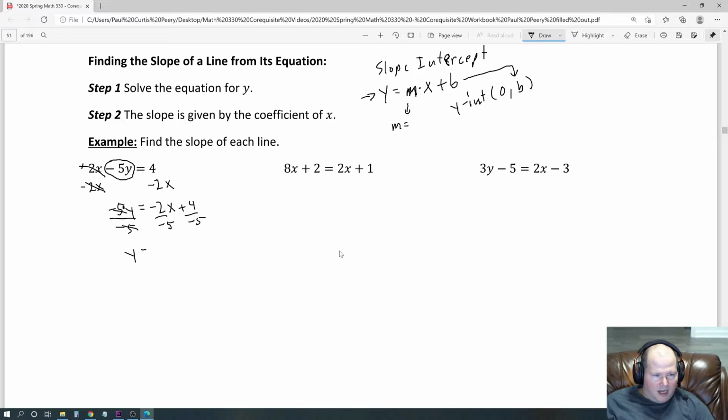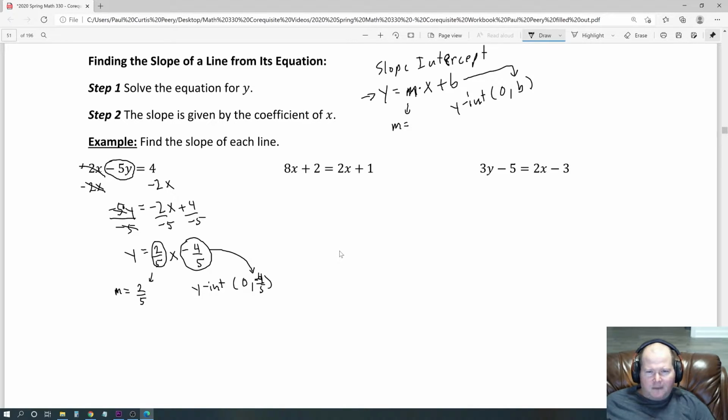Cancel, cancel. That gives me y is equal to, now a negative 2 divided by a negative 5 is going to be a positive 2/5. And then we have a positive 4 divided by a negative 5, so it turns into a minus 4/5. Since they only ask for the slope in this case, it's going to be the coefficient in front of the x right there, so it's going to be this 2/5. They didn't ask for this, but I want to answer it anyway just for practice, since we're going to be using this later on. If I wanted to find the y-intercept from the slope-intercept form, that would give me negative 4/5. There you go.